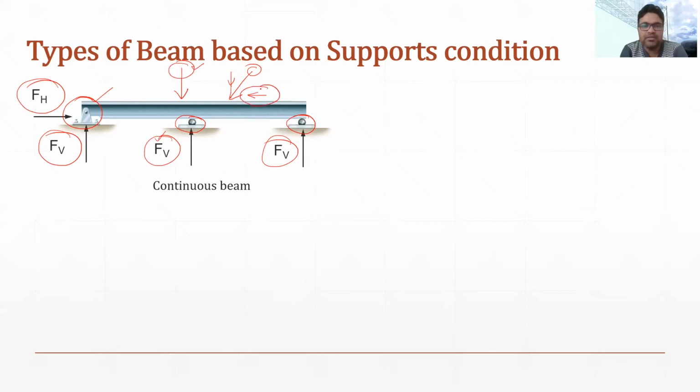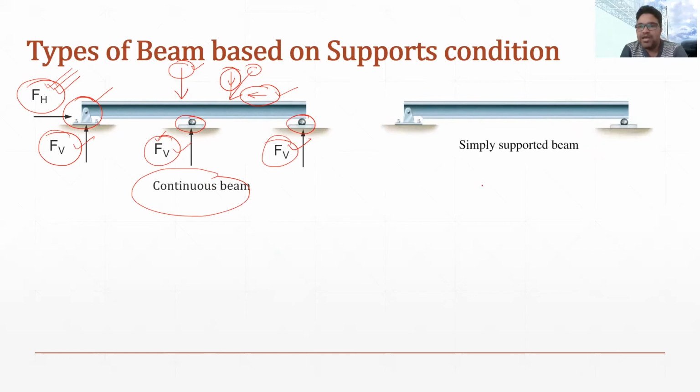So this horizontal component will be resisted by this horizontal reaction FH, and this vertical component of this inclined force will be resisted by these three supports reaction FV, FV, FV. Okay, so horizontal reaction comes into play when there is a horizontal load or inclined load. So inclined load will be having horizontal component, so that horizontal component can be resisted by the horizontal reactions. Similarly, we have another type of beam. This is actually the example of continuous beam, which means when a beam is resting on two or more than two supports, then in that case, we will call the beam as continuous beam.